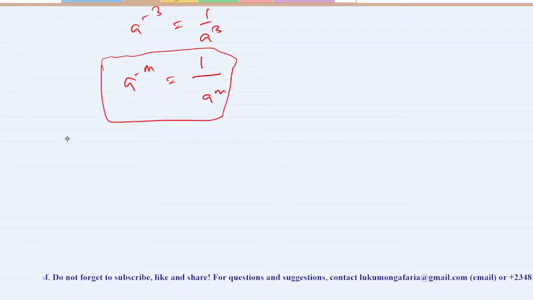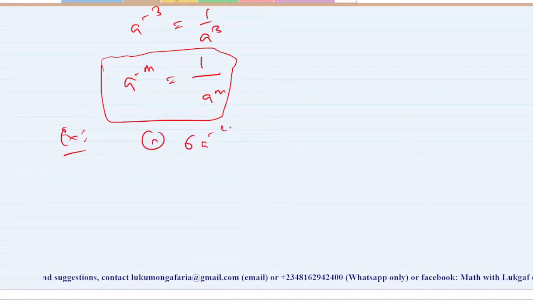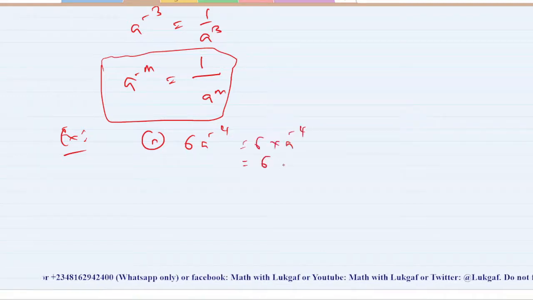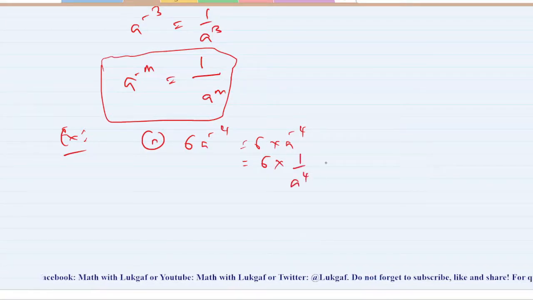Let me give you an example to back it up. For example, if I have 6a raised power minus 4, this is going to be 6 multiplied by a raised power minus 4. By this rule, it is going to be 6 times 1 divided by a raised power 4. That's 6 divided by a raised power 4.